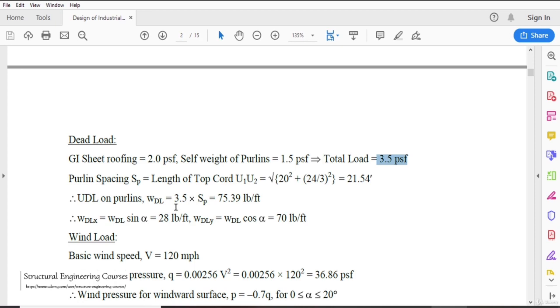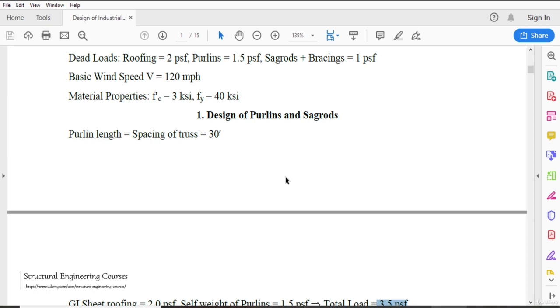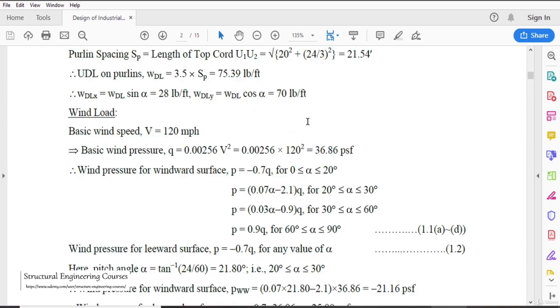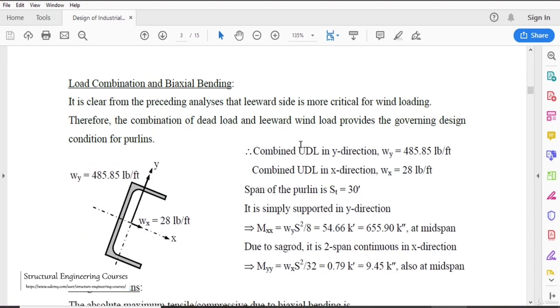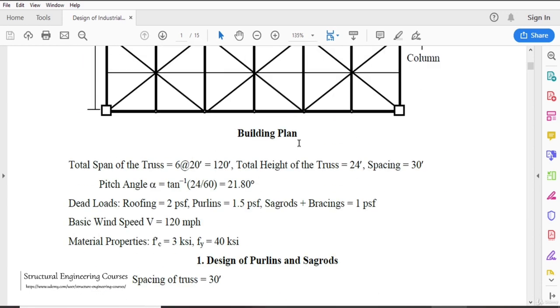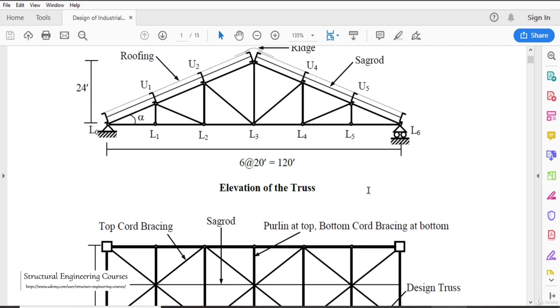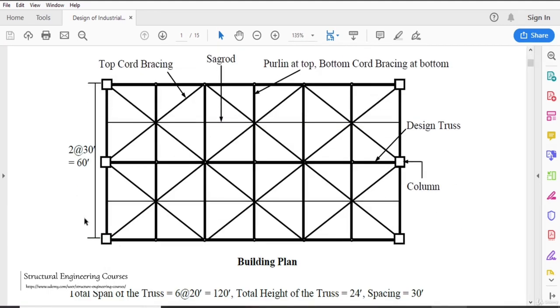So UDL on purlins comes out to be approximately, so basically what they are doing is that they are calculating the purlin and sag rod sizes. So this whole calculation that we are seeing here is for the purlin design. So as I had discussed with you earlier also, in this type of structure, please listen to these few lines carefully. In this type of structure, we have one truss here, second truss here, and third truss here.